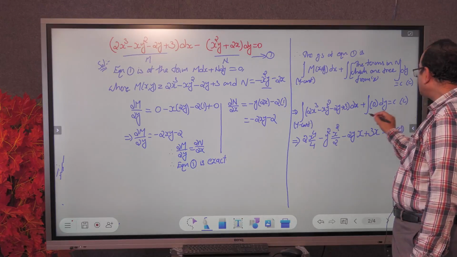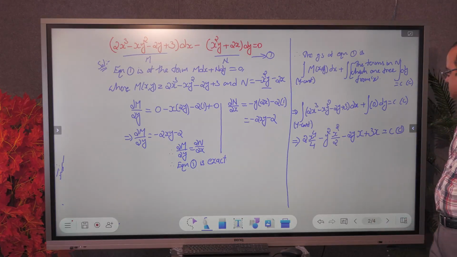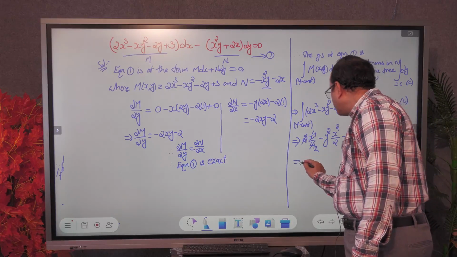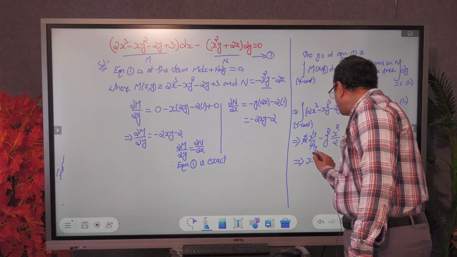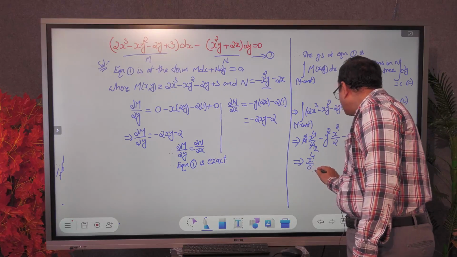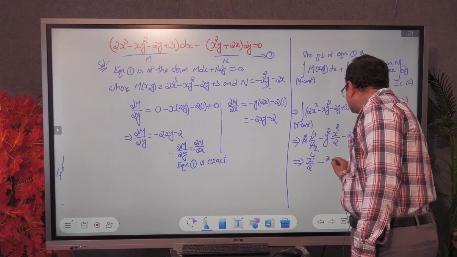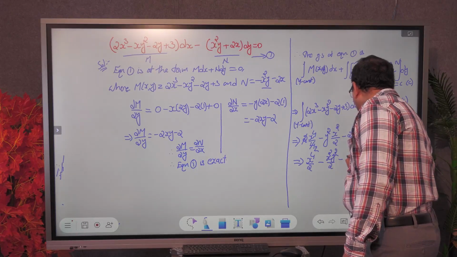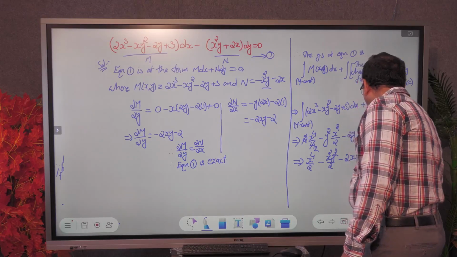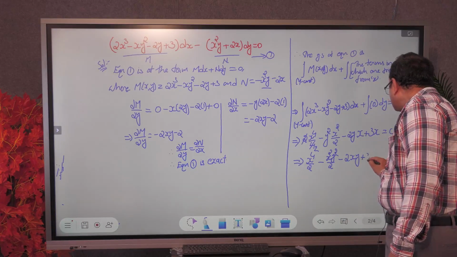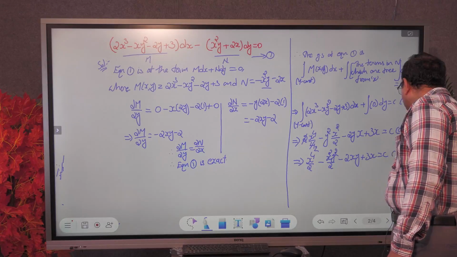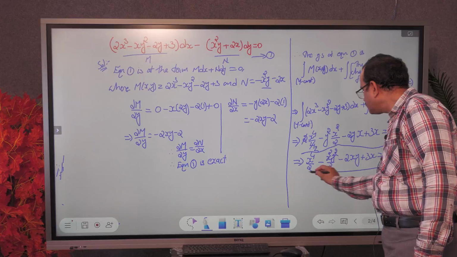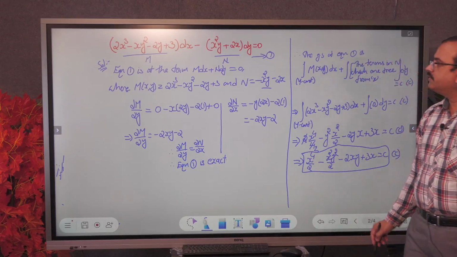Already here we wrote an arbitrary constant, the integral of 0 means that is also a constant. So just you can simplify this, then we can write it simply: x power 4 divided by 2 minus x square y square by 2 minus 2xy plus 3x is equal to c. So this is the general solution of the given differential equation.